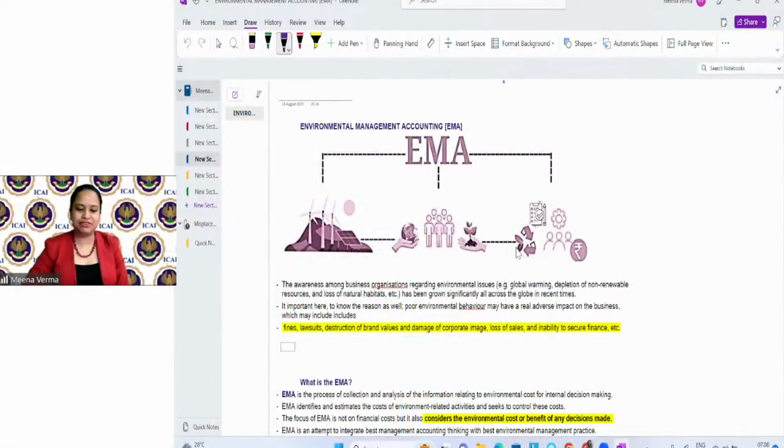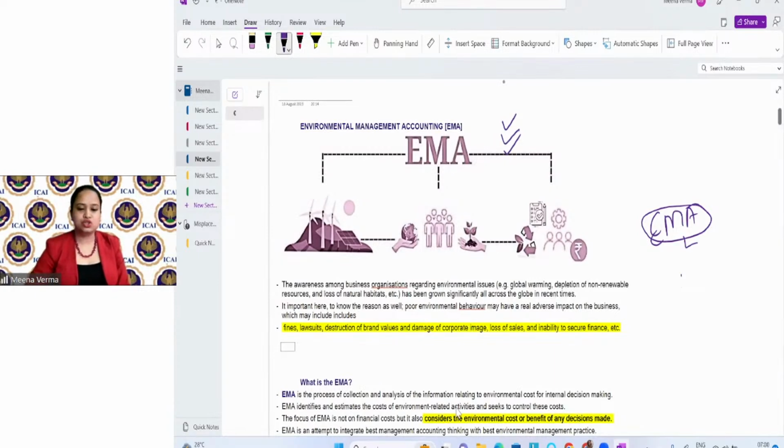So today we will be discussing environmental management accounting. This is the topic which is left and we will cover it today. With that, we will cover some numericals and case studies and questions from all the topics which we have studied so far. So let's start with environmental management accounting.